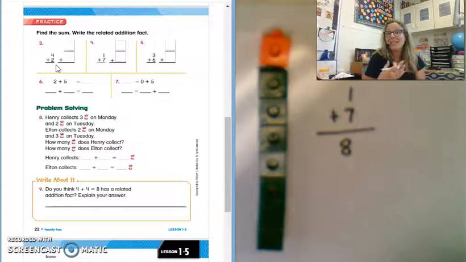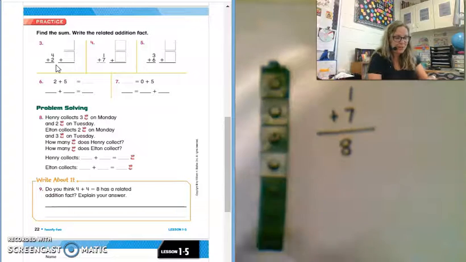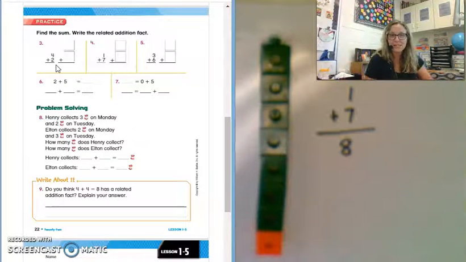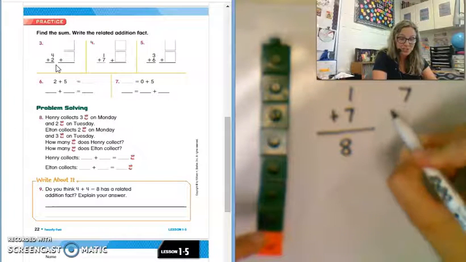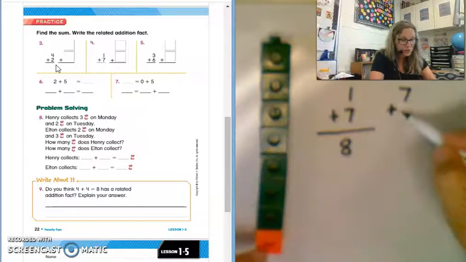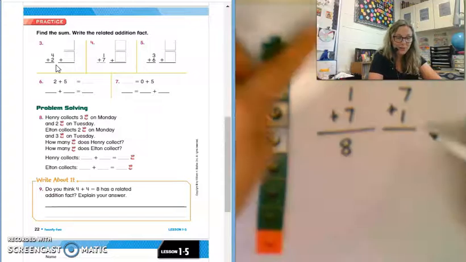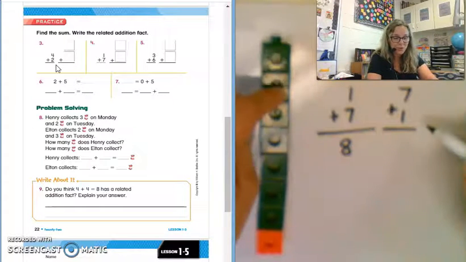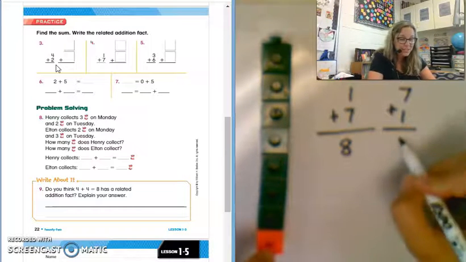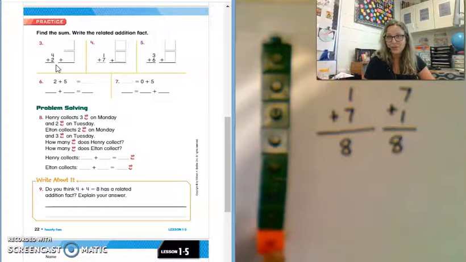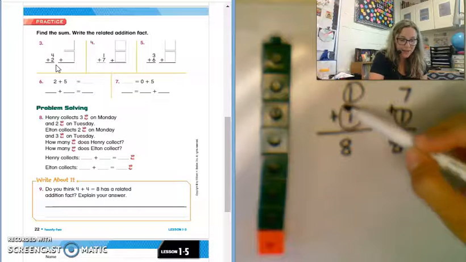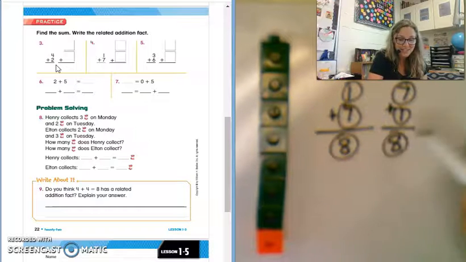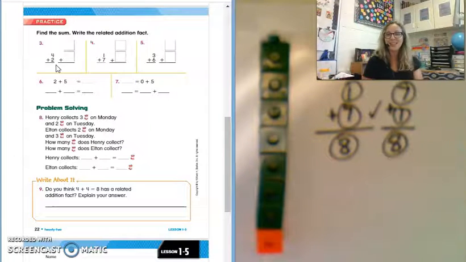Now, to get the related fact, or the brother fact, I'm going to move my orange to the bottom, and I'm going to start with my green this time. So I have 1, 2, 3, 4, 5, 6, 7 green. That number did not change. To that, I'm adding 1 orange. That number did not change. Therefore, my total altogether is 1, 2, 3, 4, 5, 6, 7, 8, because I did not add or take away any numbers. Now, looking at these related facts, they both have 1 orange. They both have 7 green. They both have 8 altogether. So that is a related fact.